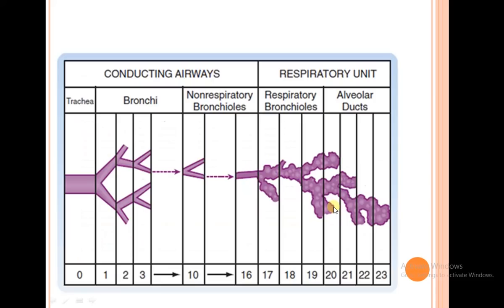Now there is another way to divide the respiratory tree.